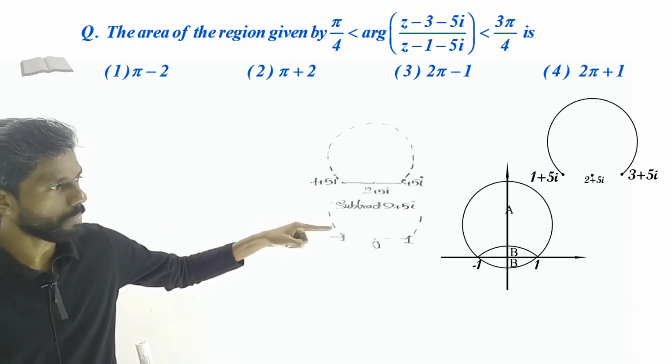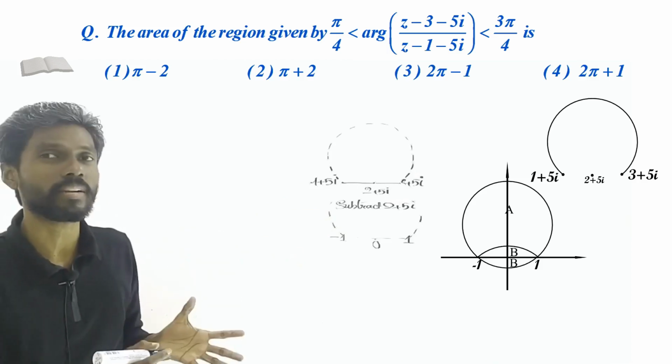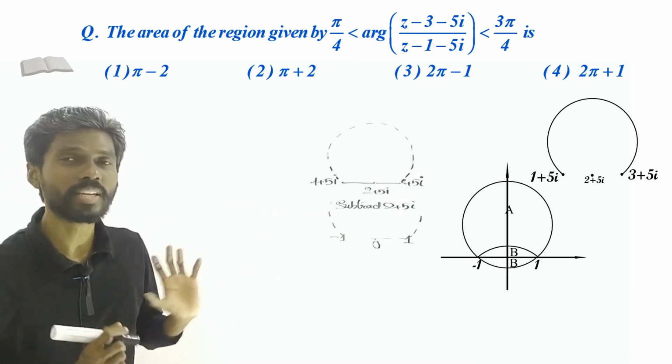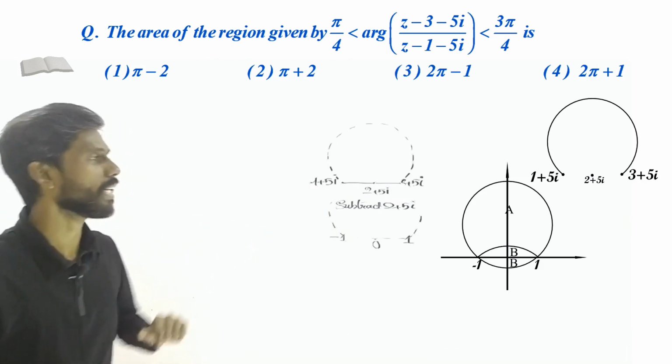Okay, these two are symmetric. So let us take the area to be B and B. So our required area is A. A plus B plus B is a complete circle. Okay, A plus B plus B. So that is a total circle. The total circle area can be found. But what is the radius of the circle? So radius can be found. So what is the radius of the circle?